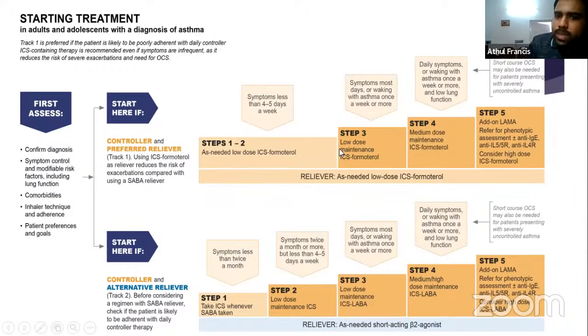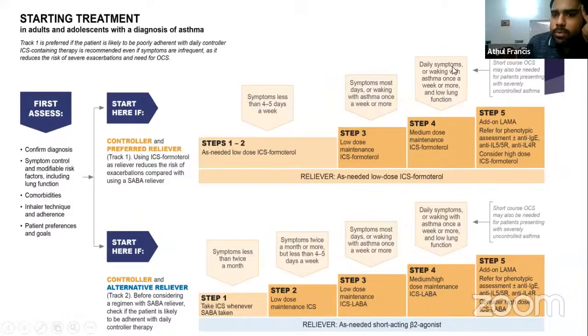Then now you go to step 3. In step 3, you keep a maintenance dose of ICS formoterol. That is, you have to take a dose of ICS formoterol for sure every day. And as a reliever, you can give one more dose of ICS formoterol. So you can use it whenever you want. It's like an SOS. Whenever you have symptoms, whenever you have exacerbation, you use the inhaler. Here you have symptoms on most days and nocturnal waking up once a week or more. In such cases, you use step 3.